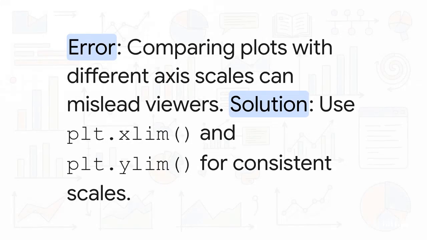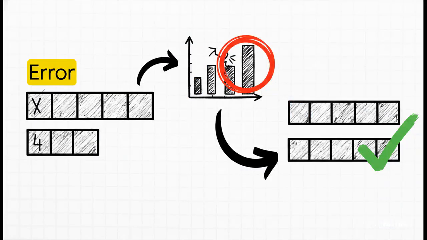Now, trap number 3 can be genuinely dangerous. It's the misleading comparison. This happens when you're comparing two different plots, but their axes are on totally different scales. You can accidentally end up telling a story that's completely false. To keep things honest and accurate, you've got to use plt.xlim and ylim to lock your axes into a consistent scale.